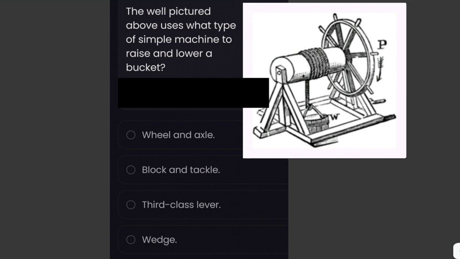The well pictured above uses what type of simple machine to raise and lower a bucket? Wheel and axle, block and tackle, third class lever, or wedge? We are referring to this figure on the right. So the well pictured here uses a wheel and axle system. So the answer here is wheel and axle. The movement of the wheel becomes smaller than the movement on the shaft, increasing the force on the shaft.